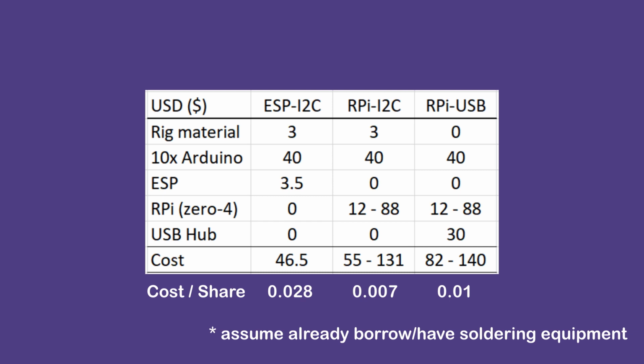With this, we can further calculate the cost per share ratio. Cost per share ratio means how much it costs to submit an accepted share. Raspberry Pi I2C is the cheapest here. It's ironic that although ESP is the cheapest in terms of cost, it is the most expensive when it comes to cost per share.